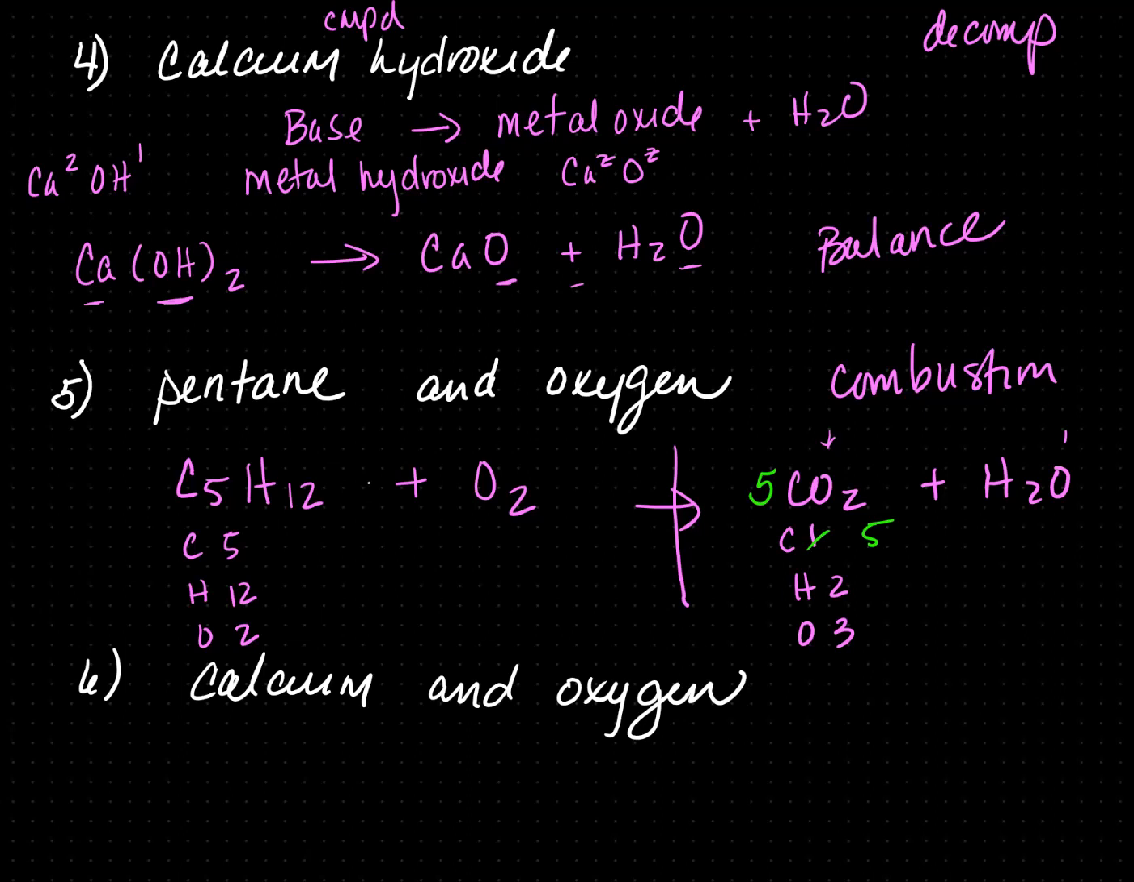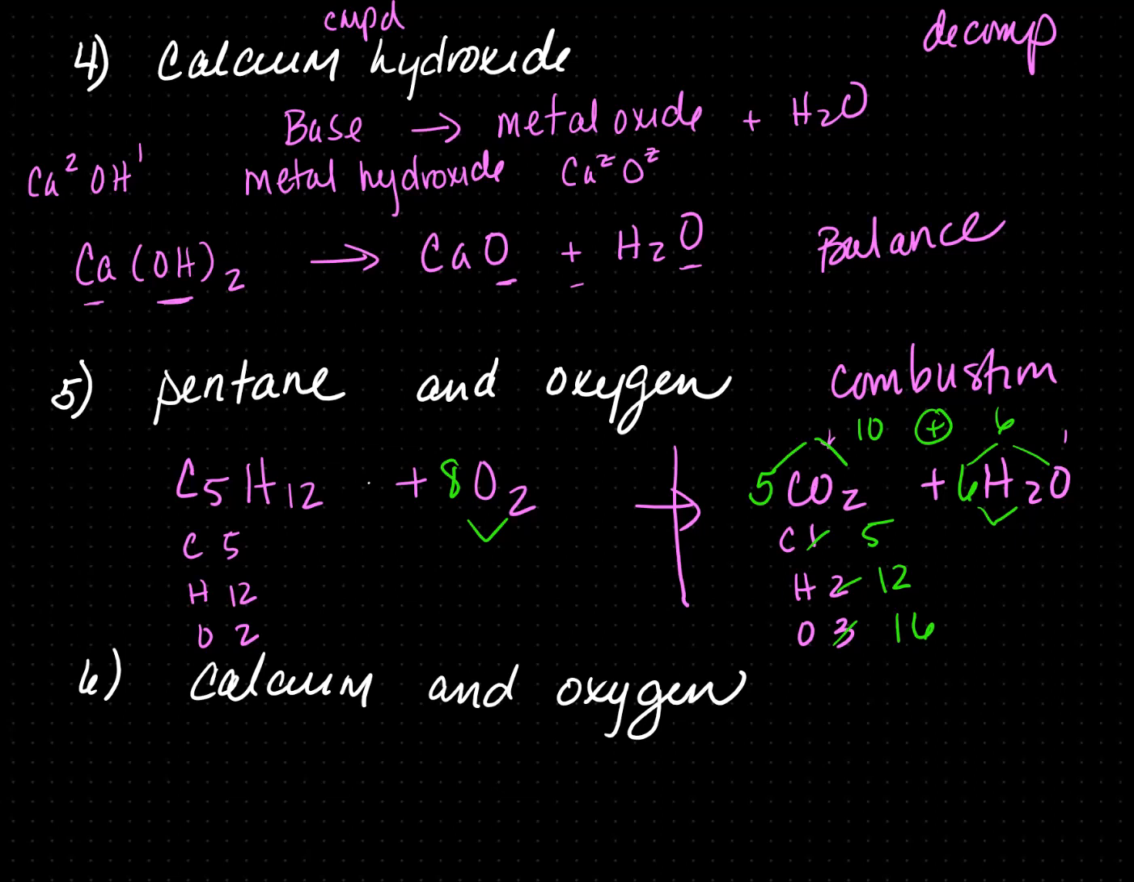Now I'm going to balance the hydrogen. I have 12 on the reactant side, so I need 12, so I put a 6 in front. 6 times 2 is 12, so my hydrogens are balanced. Now I need to balance my oxygen. 5 times 2 here is 10, separated by a plus. 6 times 1 is 6, so there's a total of 16. So on this side, I need 16 oxygen, and 8 times 2 will give you 16. So my coefficients are 1, 8, 5, 6.